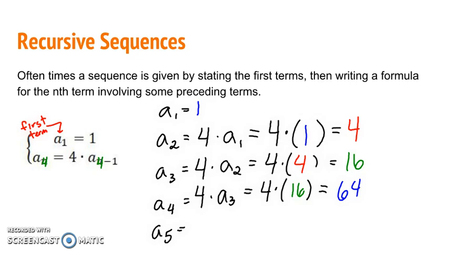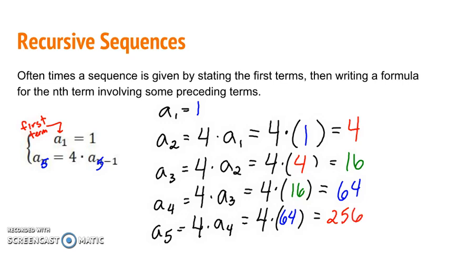And then my last term is a sub 5. So I've got a 5 plugged in for my n. So that's 4 times a sub 5 minus 1, which is a sub 4. So that's 4 times a sub 4, and what was my a sub 4? Look back at my formula. My a sub 4 was 64. That's going to equal my 5th term, which is 256. I'm going to write that one in red.